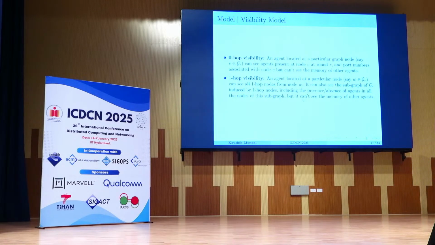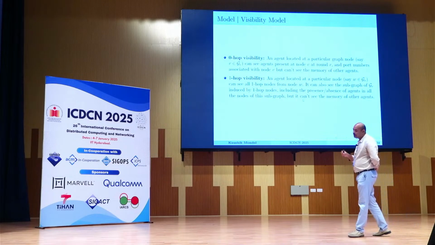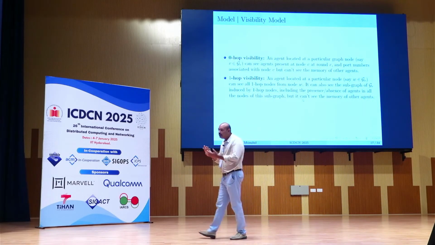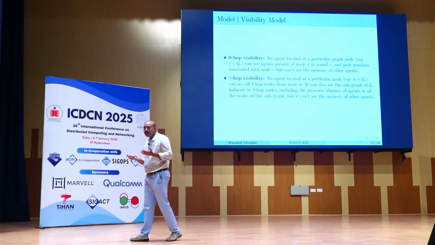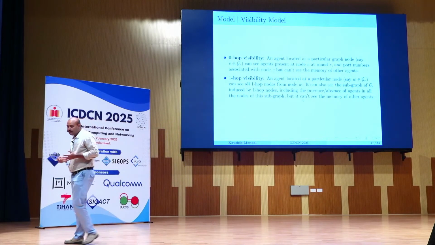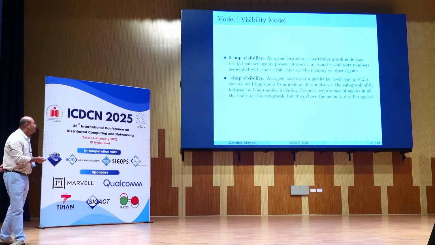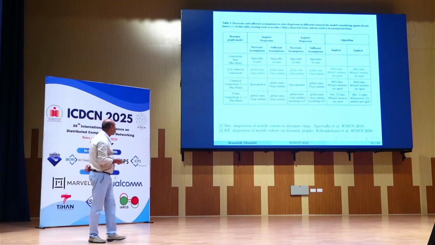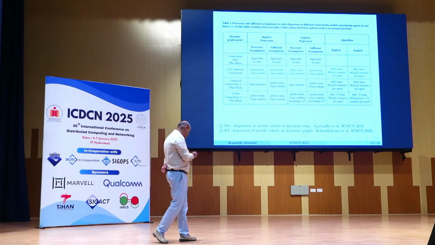And for one-hop visibility, what is happening? If an agent is at node U, it can see all the neighboring nodes and the induced subgraph formed by that node and all its neighboring nodes, so that it can know. Okay, so this is the status of the dispersion on the model here.